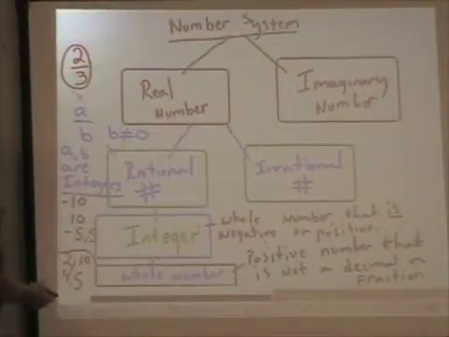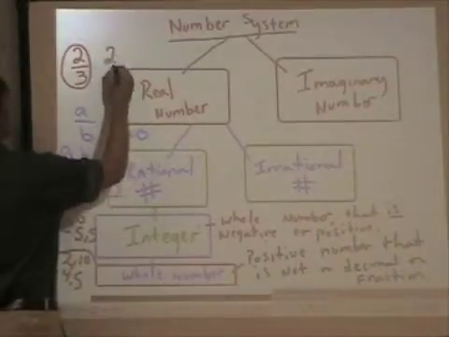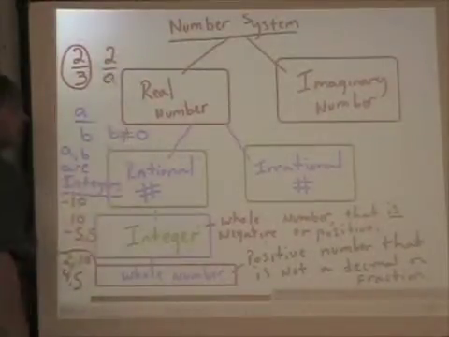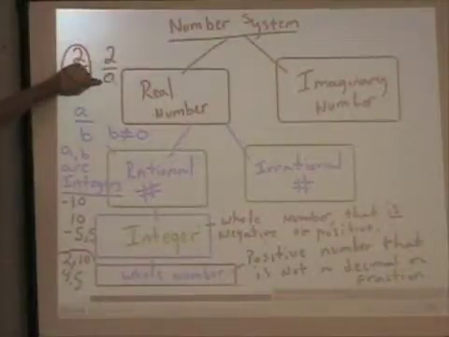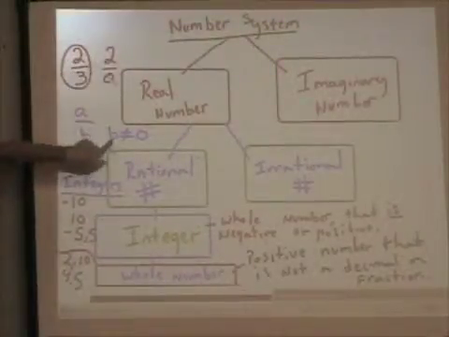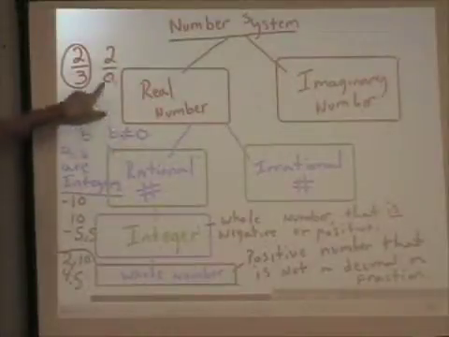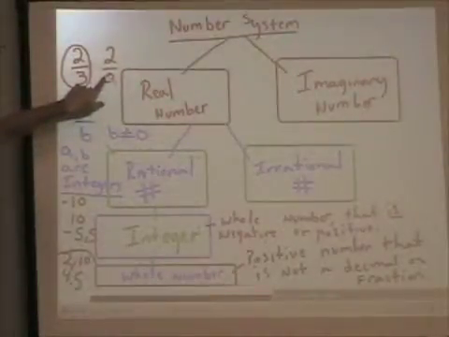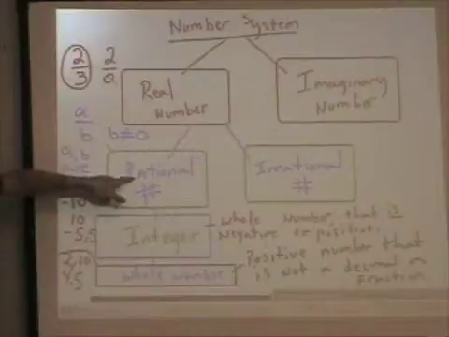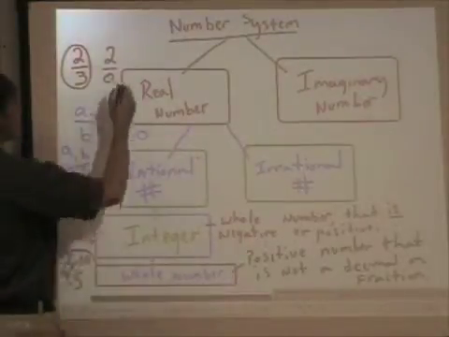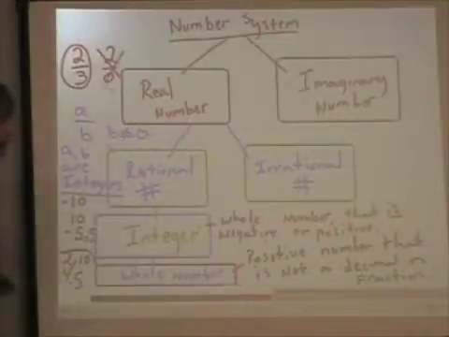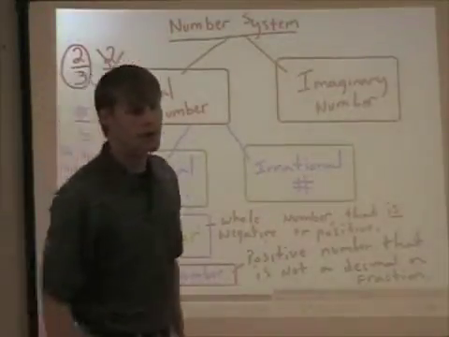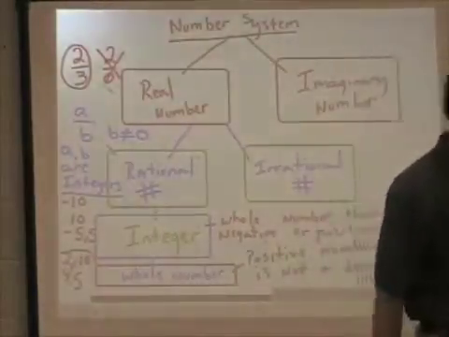Now, on the flip side, 2 divided by 0. Well, 2 is an integer and 0 is an integer, isn't it? But B equals 0, doesn't it? So can 2 over 0 be a rational number? No. Since it's not rational, what is it? Irrational. Okay? Now, you cannot divide by 0.